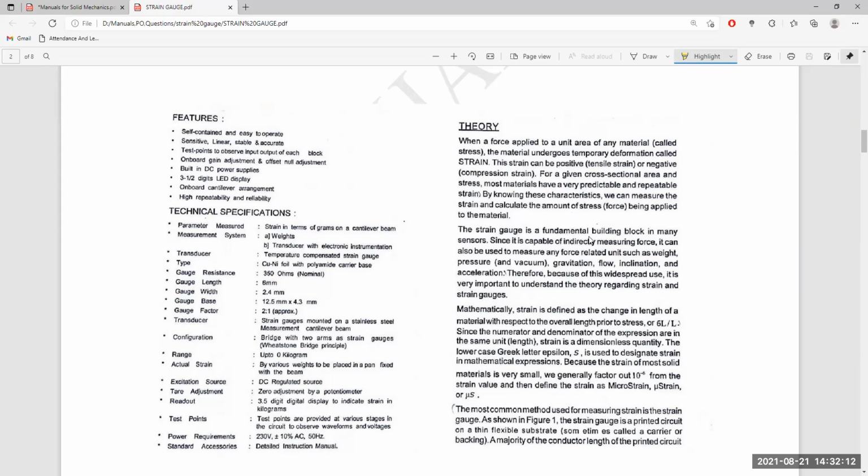Strain gauge is a fundamental building block in many sensors, since it is capable of indirectly measuring forces. It can also be used to measure force related units such as weight, pressure, gravitation, flow, inclination, etc. Therefore, because of this widespread use, it is very important to understand the theory regarding strain and strain gauges itself.